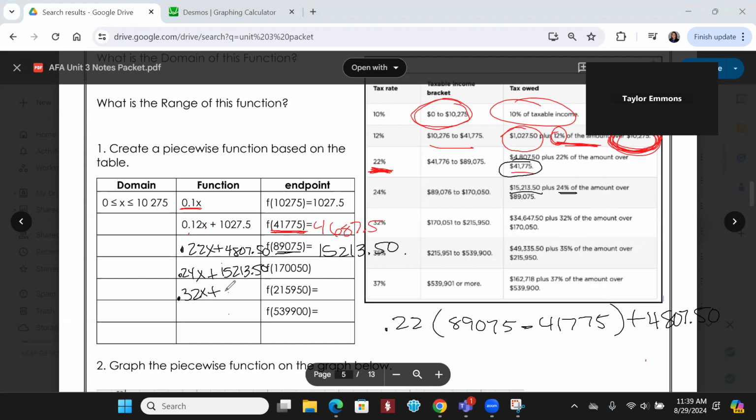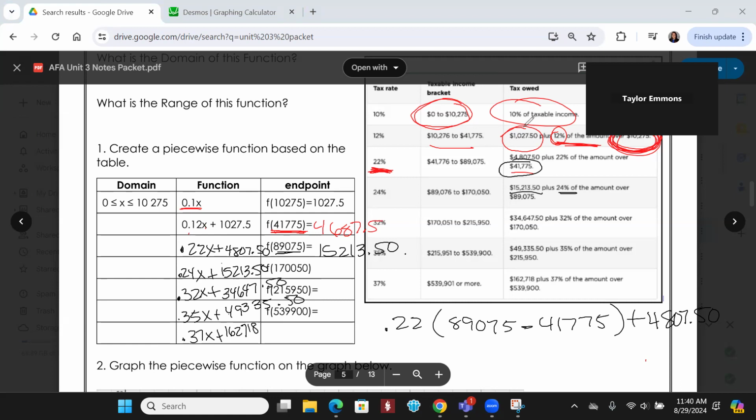0.32x plus 34,647.50. The next one, 0.35x plus 335.50. And the last one, 0.37x plus 162,718. Okay, so are we okay on the equations?